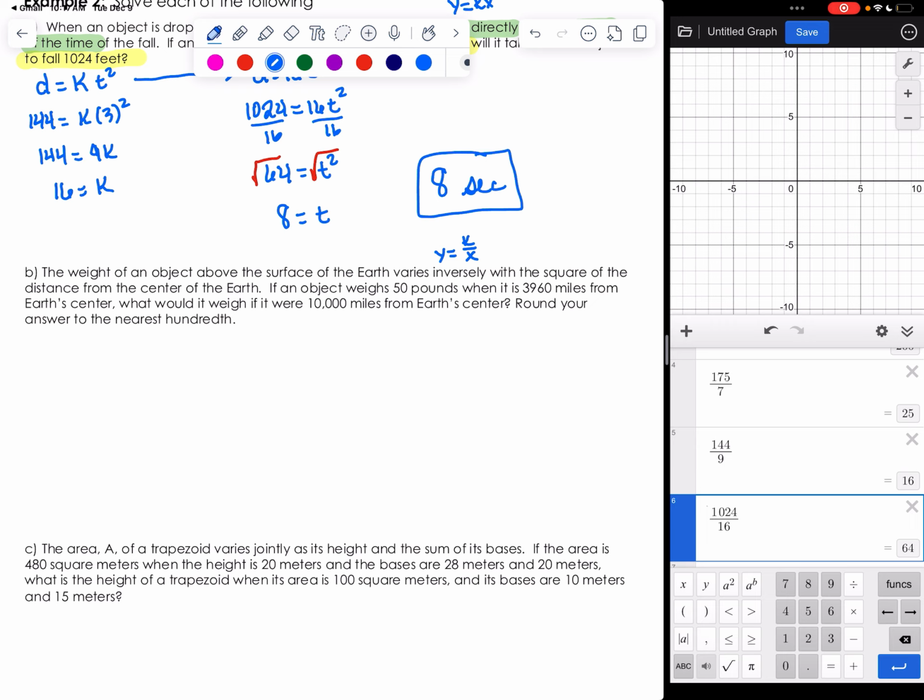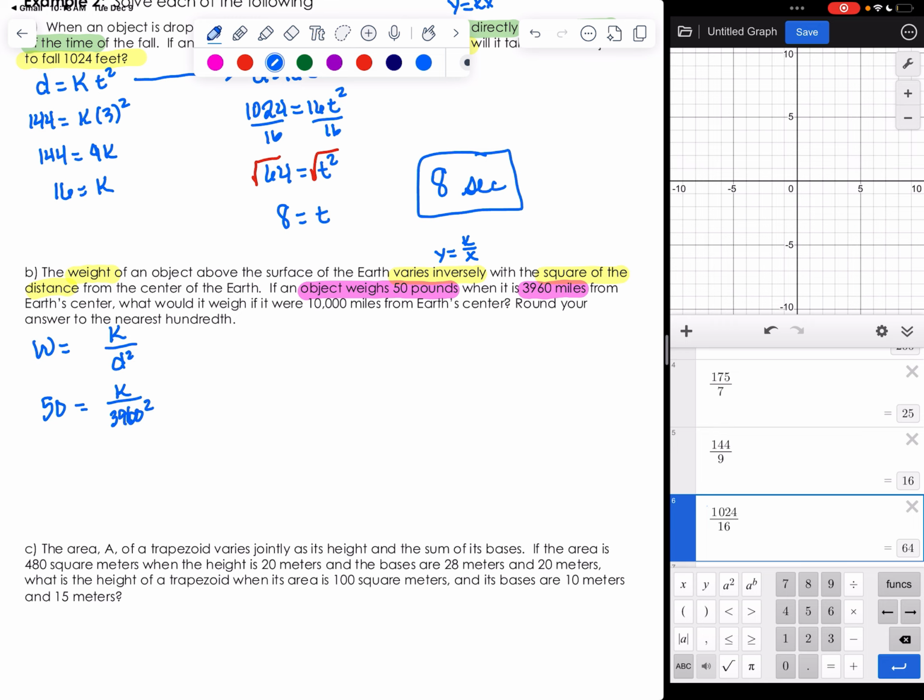All right, so let's highlight our given. The weight varies inversely with the square of the distance. So W equals k over distance squared. All right, so our given information: the object weighs 50 pounds when the distance is 3,960. So 50 pounds is the weight and 3,960 is the distance.